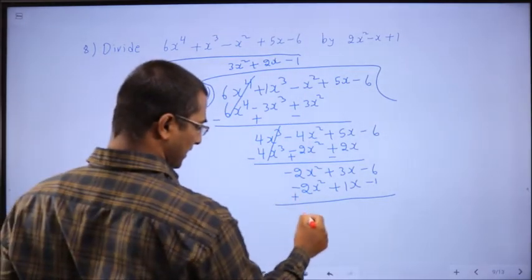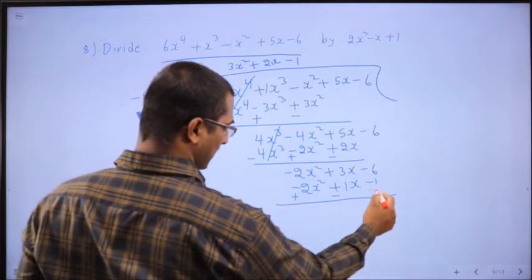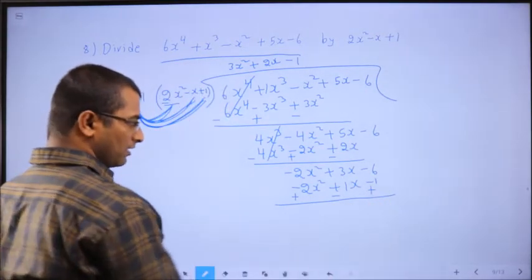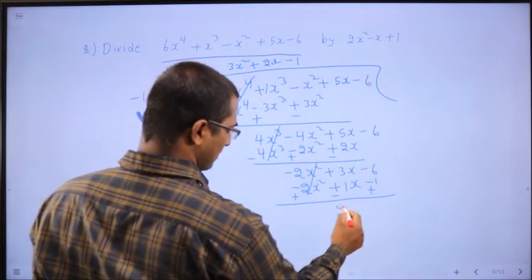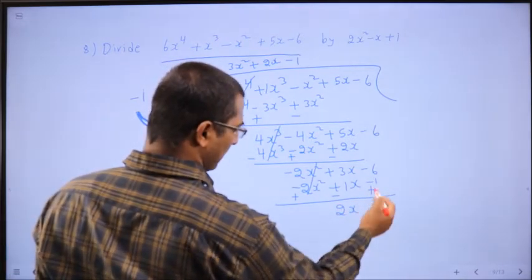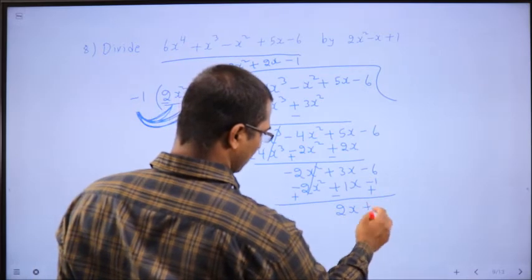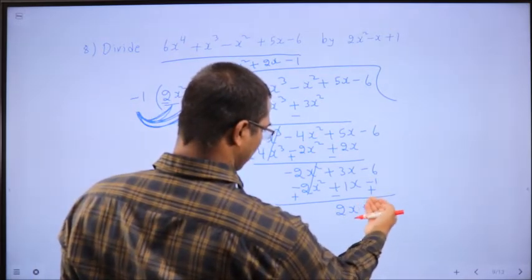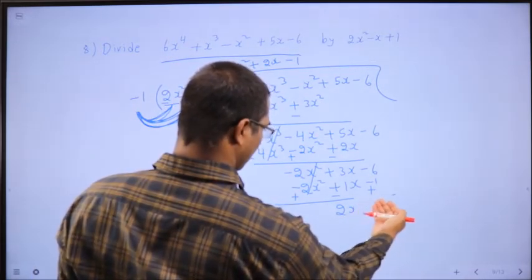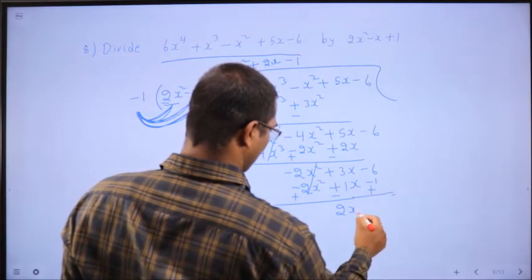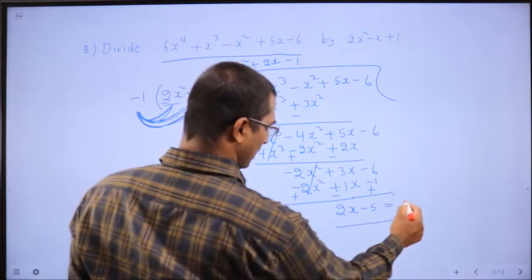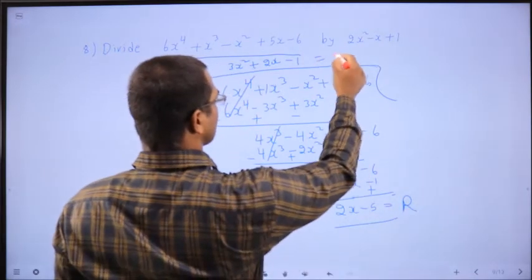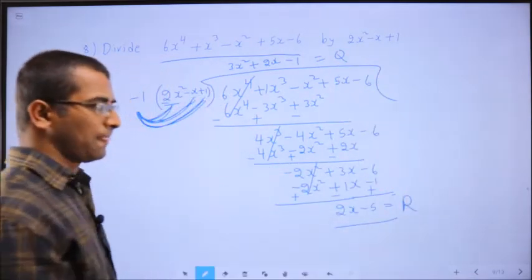Now change the sign. So minus, change it into plus, plus changes to minus, minus change it into plus. So this cancels out. Plus 3 minus 1 is plus 2x. Minus 6 plus 1 is minus 5. Okay. So this is your remainder. This is the quotient. Okay.